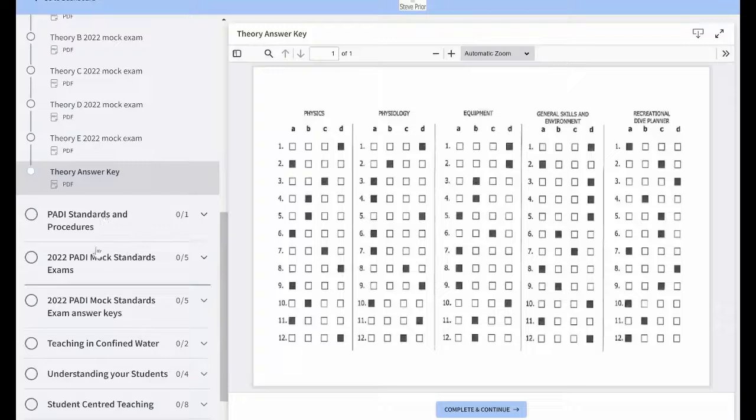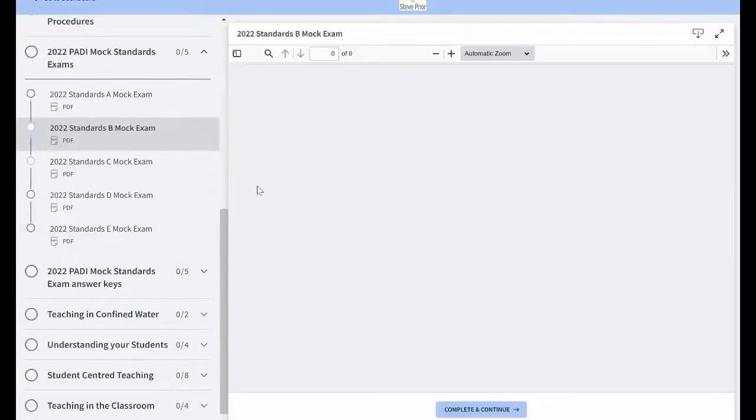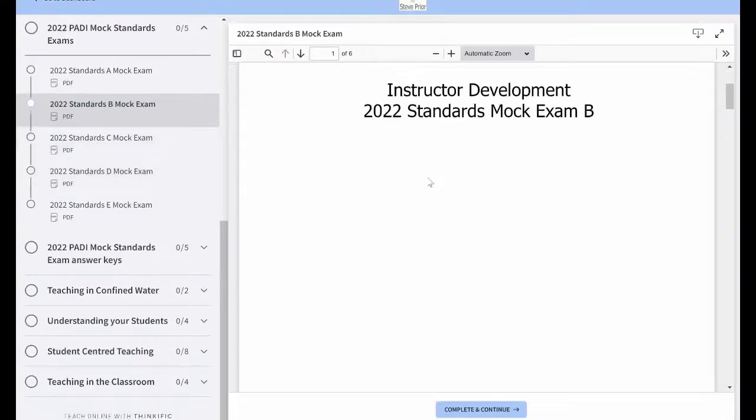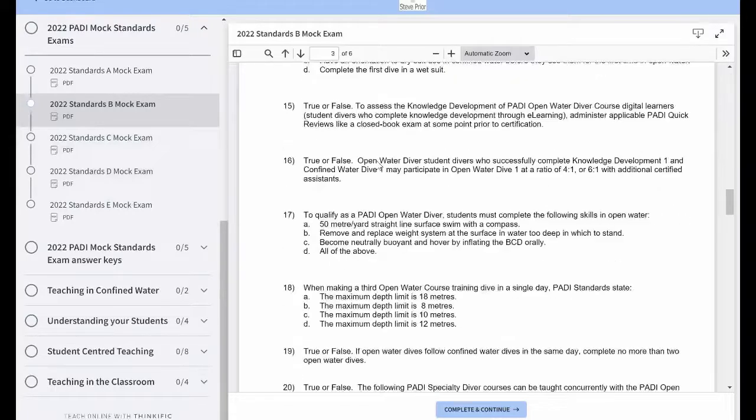Then we've got PADI standards and procedures. These are all based on this year's PADI instructor manual, so right up to date with the new programs that PADI have introduced this year. They're all in here, so you can teach yourself and work your way around the PADI instructor manual. There are 5 exams here, and each one has 50 questions on it, exactly the same format and content as the ones you'll find on your final PADI instructor exam.